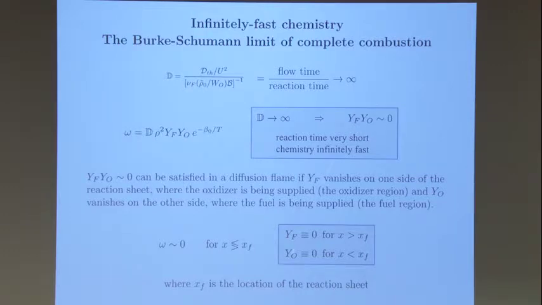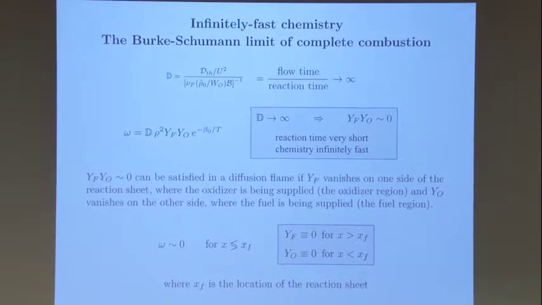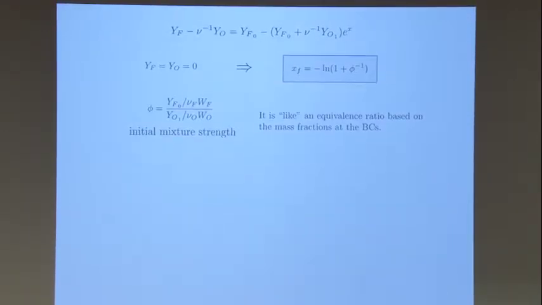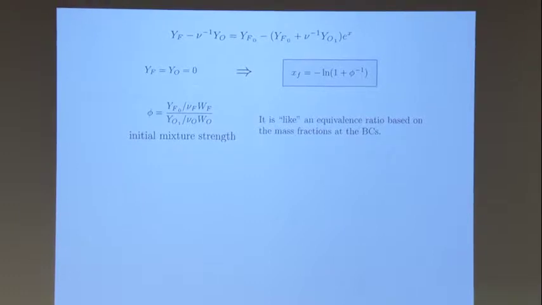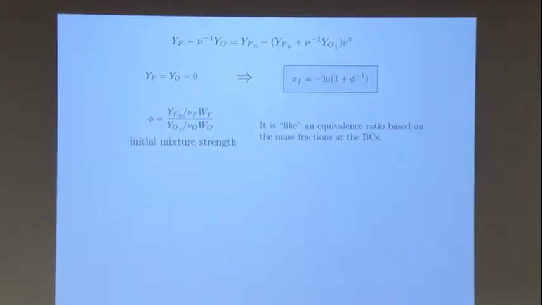But in a diffusion flame, it can be that on one side, let's say x less than xf, in the bottom part of my domain, there is only fuel, but there is no oxidizer, so YO is 0. And on the top part, there is no fuel, so there is only oxidizer. And when you solve that coupling function, you set the combination equal to 0, you get the location where the reaction occurs, or the reaction sheet.